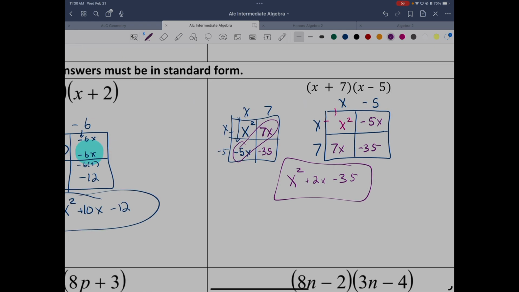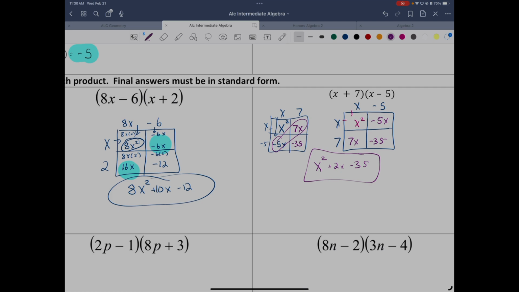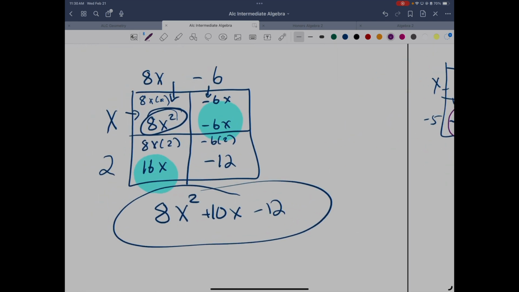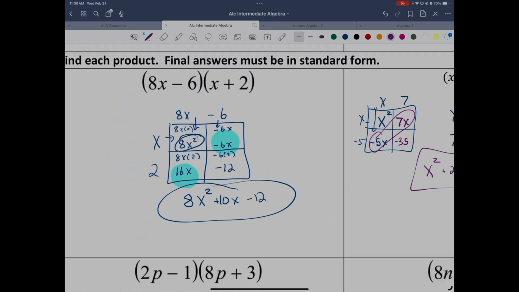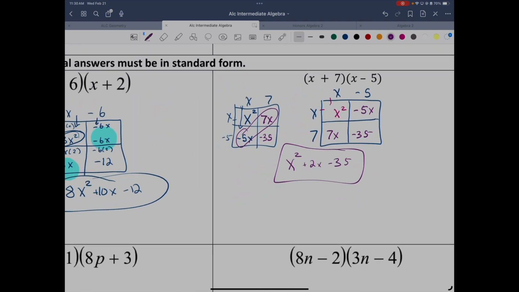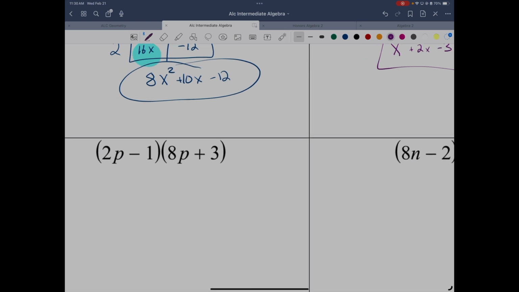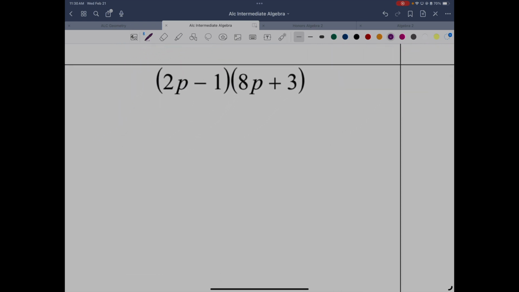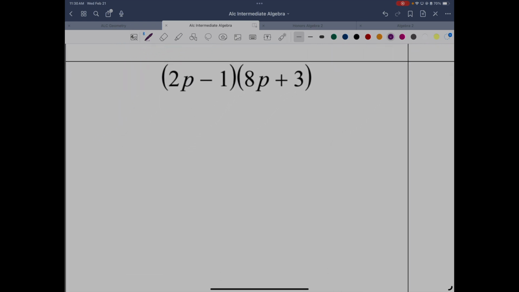And again, you'll notice in that example, I didn't write the multiplication down. In these, I wrote the 8x times x. As long as you know what you're doing, you knew x times x is x squared. You can just go ahead and skip that step as well. Okay, go ahead, set that one up and finish it. Again, I just use the box method. It's just easier.